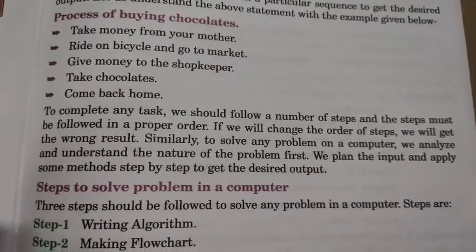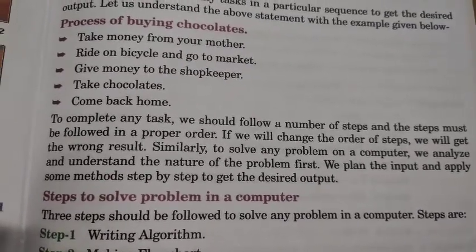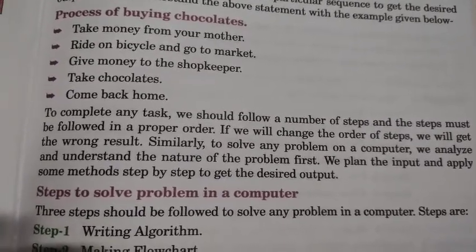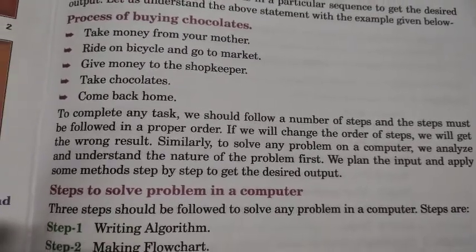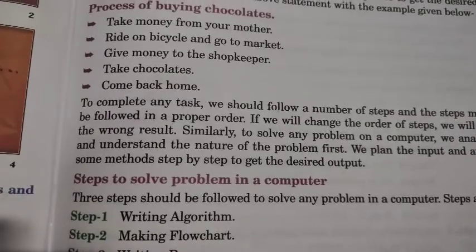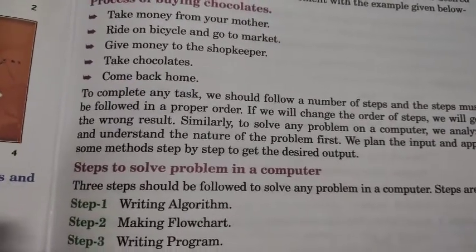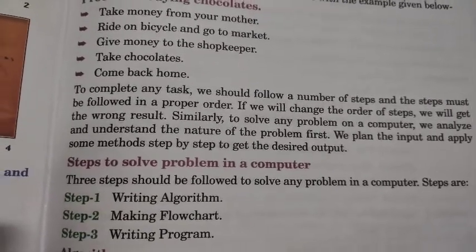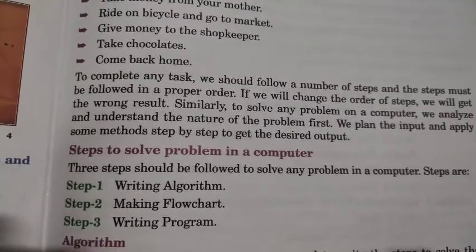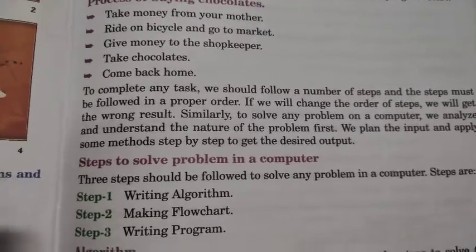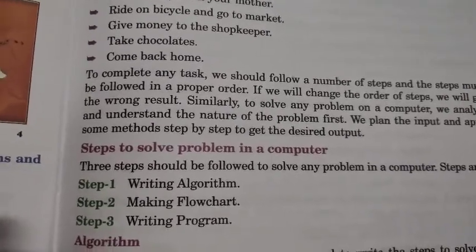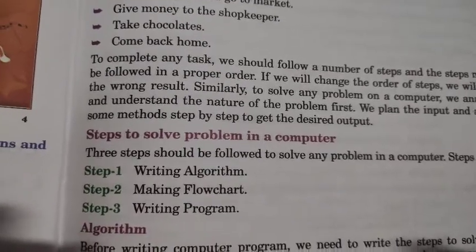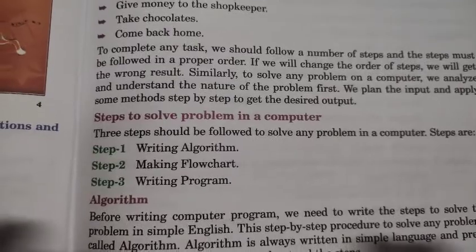Similarly, to solve any problem on a computer, we first analyze and understand the nature of the problem. We plan the input and apply some method step by step to get the desired output. Steps to solve a problem in a computer. Three steps should be followed to solve any problem in a computer. The steps are: first, writing an algorithm; second, making a flowchart; number three, writing a program. If you want to solve any problem in a computer, there are three steps. What are the three steps? Number one, writing an algorithm; number two, making a flowchart; number three, writing programs.